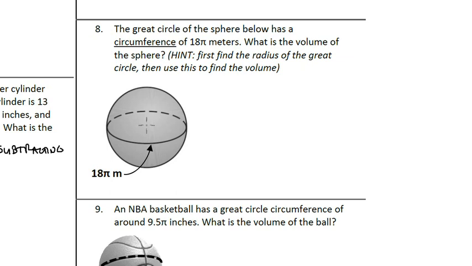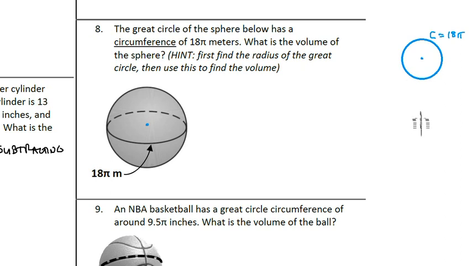Now class, if you look at this, I want you to picture this. This middle right here, this center, it's called the hemisphere or great circle, and it divides the sphere in exactly 2 halves. If you just picture that, if you slice that out, that's just a flat 2-dimensional circle. And if we know the circumference of that circle is 18 pi, then we can easily find the radius.